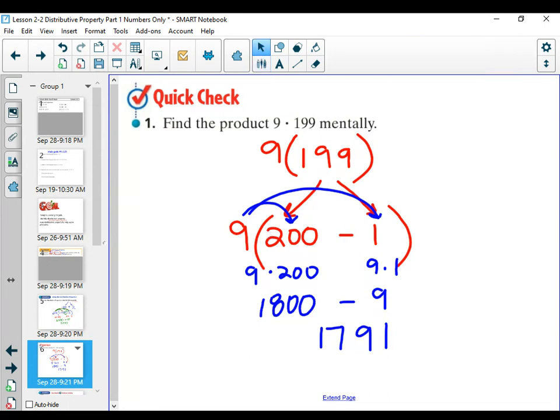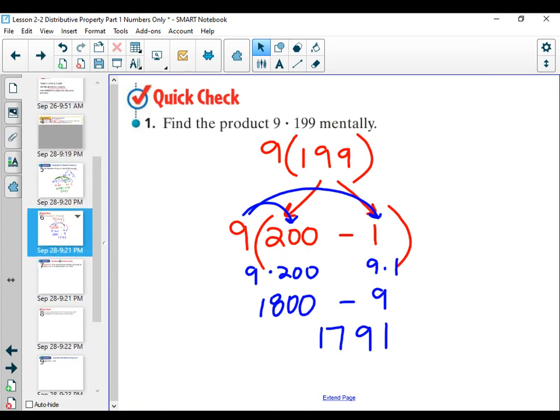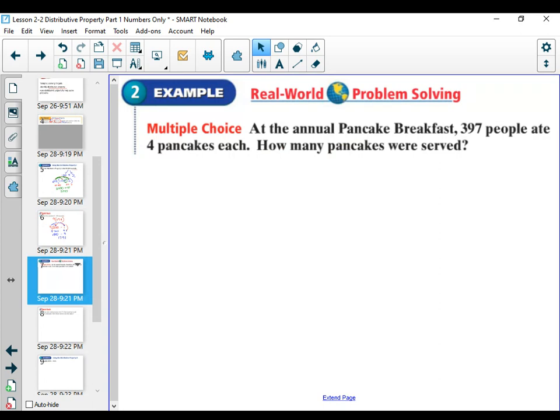I don't know about you, but I kind of miss when my church used to have pancake breakfasts. COVID is kind of making those situations not happen right now.